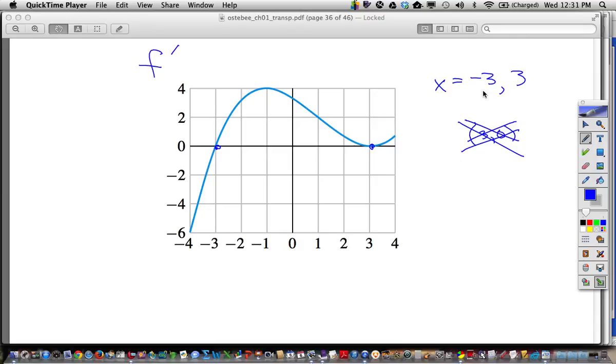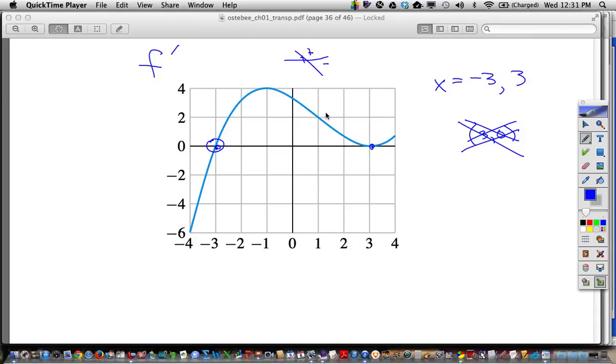All right. Where does it have local max points? Well, that'd be anywhere this graph goes from positive to negative. It never does. So there are no local max points. Local min would be when it goes from negative to positive, which would be at x equals -3. Local min at x equals -3.